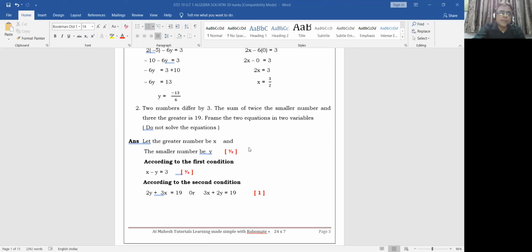Let the greater number be x and the smaller number be y. If you have written this, give half mark. If you have written let the 2 numbers be x and y respectively, then also it is well and fine. According to the first condition, difference is 3.